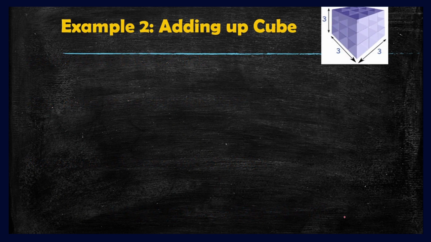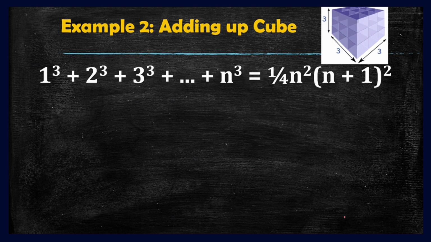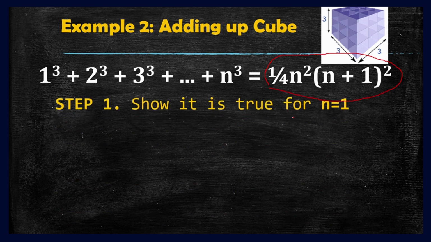We call this adding up cube. So for this example, we're going to prove 1 cube plus 2 cube plus 3 cube plus n cube is equal to 1 over 4 n squared, the quantity of n plus 1 squared. So first step natin, we are going to get this formula and then substitute 1 for the n, and kinakailangan maging equal siya sa first entry ng ating sequence, which is 1 cube.